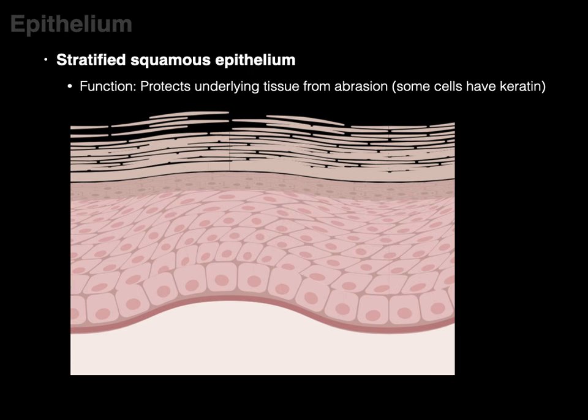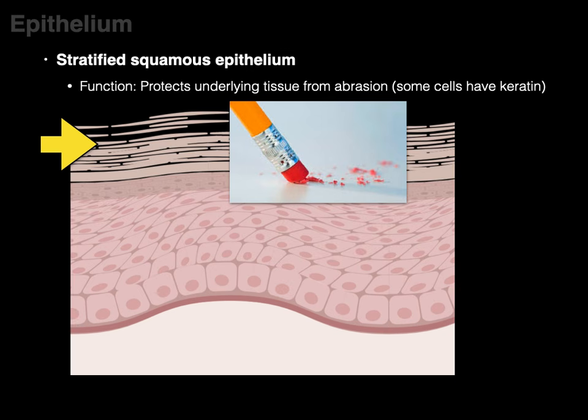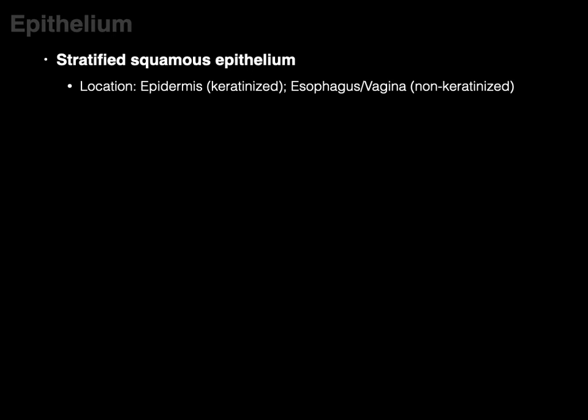Okay, stratified squamous epithelium functions. Well, they protect underlying tissue from abrasion. And so how does that work? Well, all of these cells here, their main purpose is to be sloughed off when that tissue comes up against something. For example, a good analogy is like an eraser. When you rub an eraser, you're causing friction, and you get these little pieces of rubber that come off. The skin's the same way, as we get flakes of dust from your skin that come off all the time.